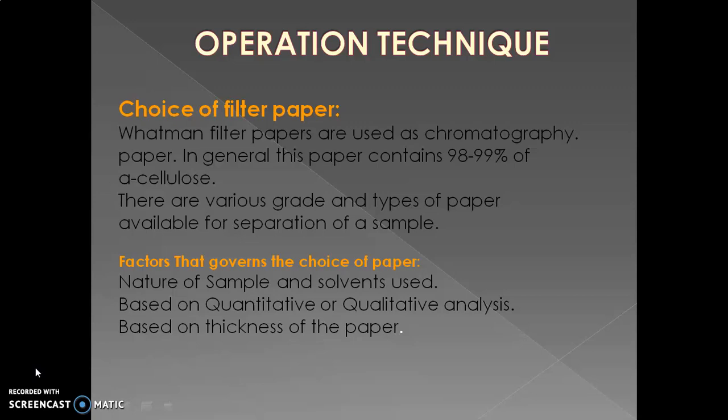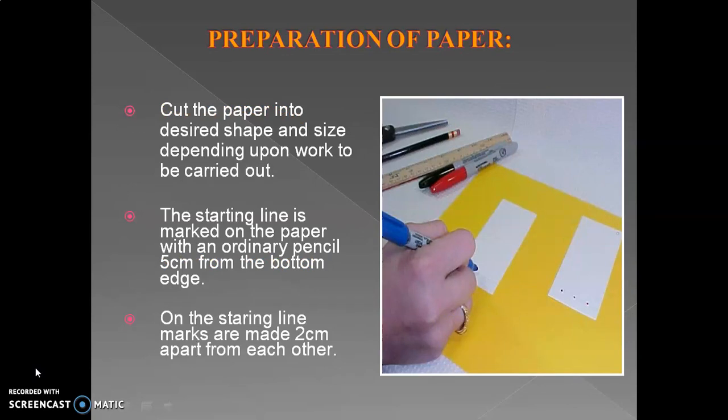Then factors that govern the choice of paper. First is the nature of sample and solvent used, based on quantitative analysis as well as the thickness of the paper. Then preparation of paper. How we have to prepare the paper for paper chromatography. First of all, we have to cut the paper into the desired shape and size depending upon the work to be carried out. Then the starting line is marked with an ordinary pencil, 5 cm from the bottom. On the starting line, marks are made 2 cm apart from each other.